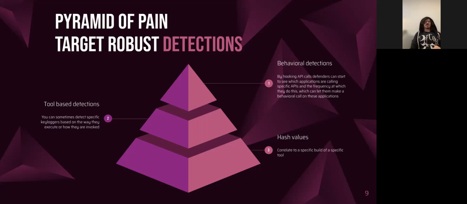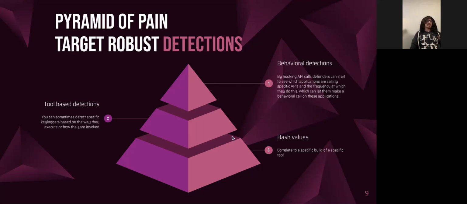And these are the hardest things for an actor to change, because they have to change the technique they're using, which often becomes very difficult versus just changing the tool or recompiling the tool. Quick note, I always thought the pyramid of pain was backwards. If this is the hardest thing for the attacker to change, I feel like it should be at the bottom of the pyramid. You should have to change everything above it as well.